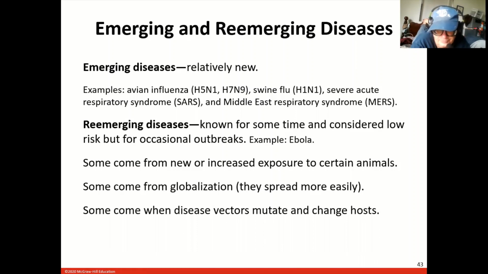Anyway, so we have new diseases that are coming back, then we have ones that are coming back all the time. We keep getting outbreaks of Ebola. That's a re-emerging disease, the one the book mentions. That actually appears to happen from people eating bushmeat that is often bat, giant fruit bats.